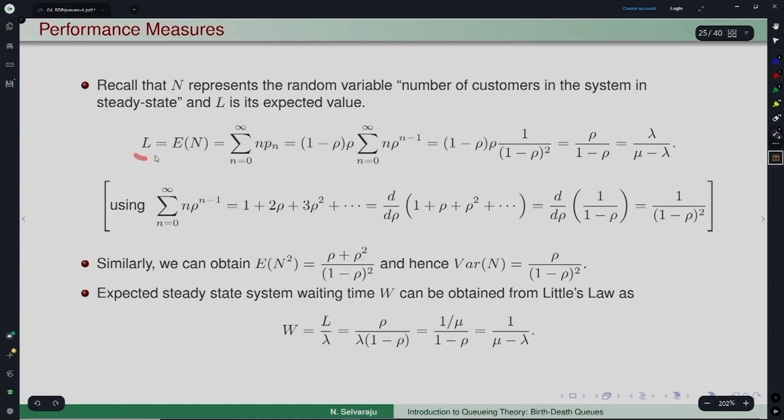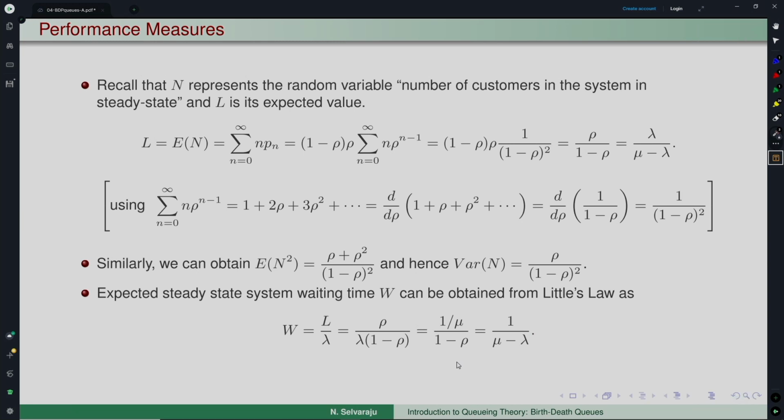Say, for example, I can look at how L behaves as a function of rho, right, or as a function of lambda alone, if I have this expression. So, I can try to get analytically what the change in L is if I change lambda, what the change in the variance is if I change my rho, what the change in the expected system time is if I change lambda or mu, and so on, right.